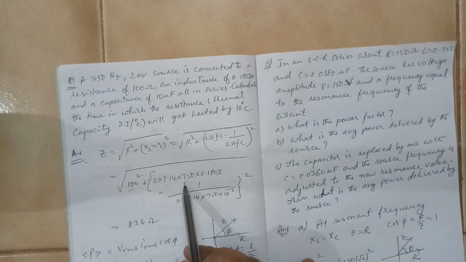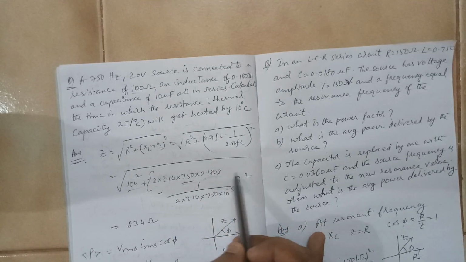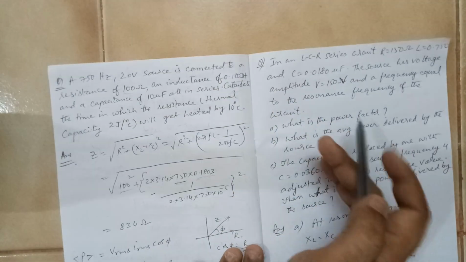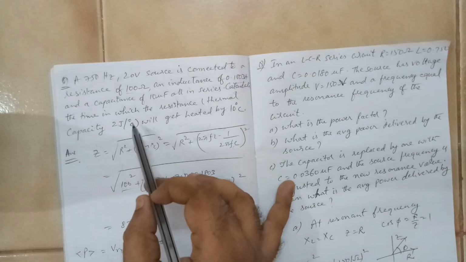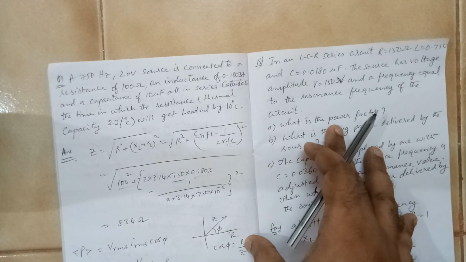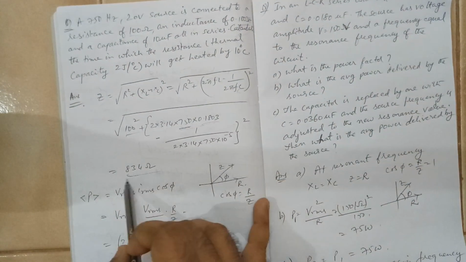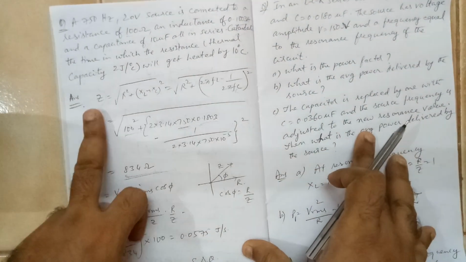So it is omega L. L value is this much, 0.1803, and C value is given in terms of microfarads, so 10 into 10 power minus 6. If you solve all these things, you get 834 ohms. That is the Z value.